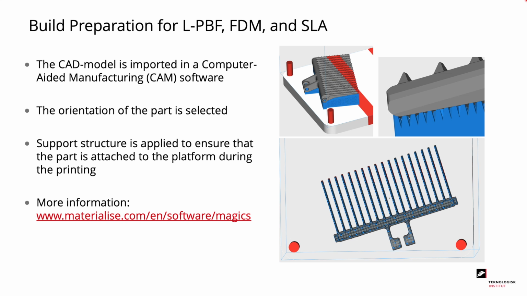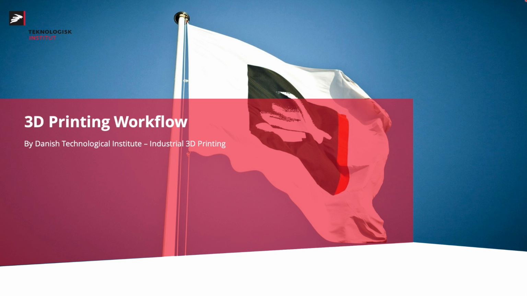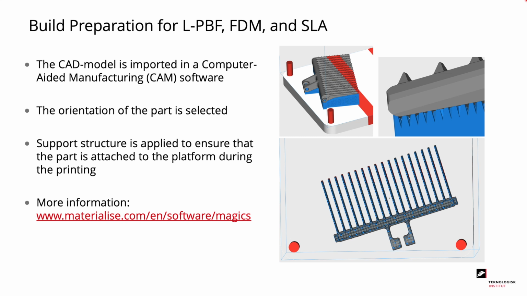First, the CAD model is imported in the job preparation software. This could, for instance, be Materialise Magics. Next, we need to orient our part in the printer. This is typically a compromise between getting a high level of detail, but also printing as many parts as possible in each build. Finally, the support structure should be applied to the part, which ensures that the part is attached to the platform during the printing. Keep in mind that the support structure should also be easy to remove after the printing. You can find more information about the build preparation at the Materialise Magics website.